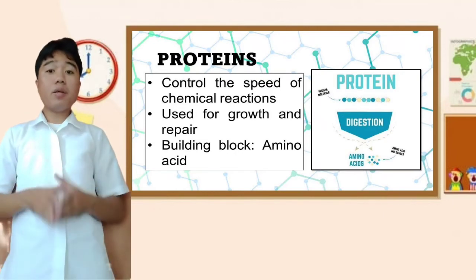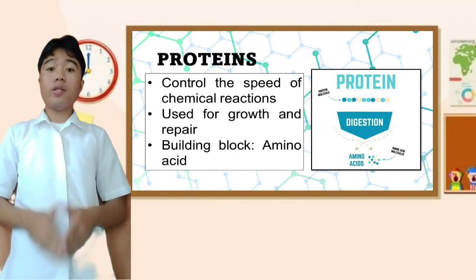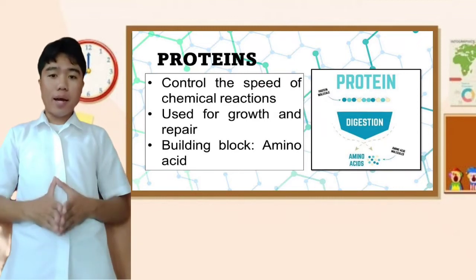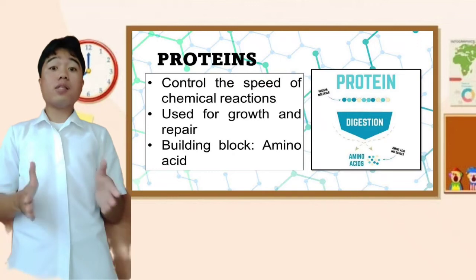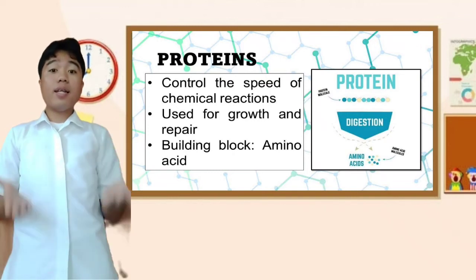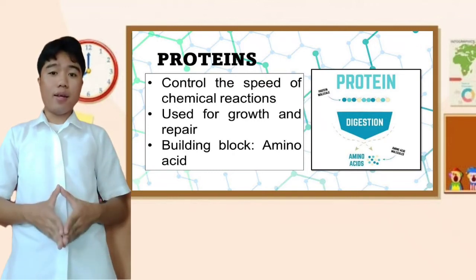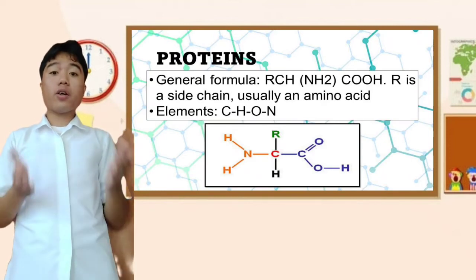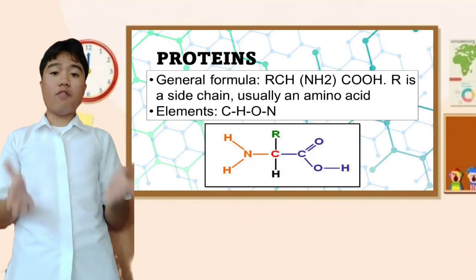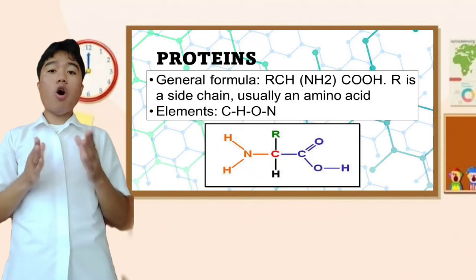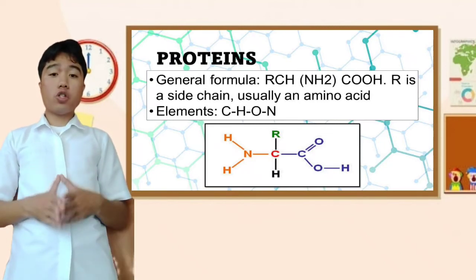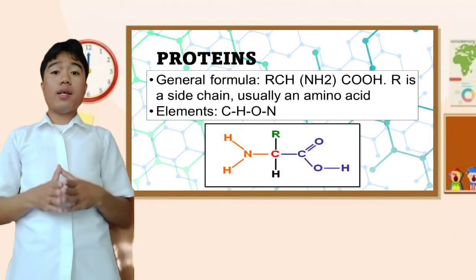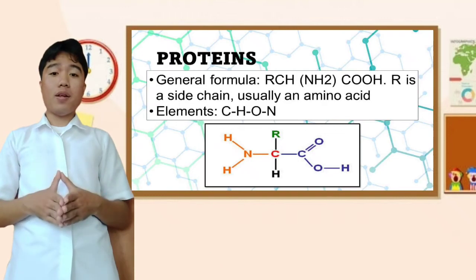So here, the building blocks of proteins is what we call the amino acid. And I know that you are familiar with the amino acid, right? Yes, because this is mostly talked about in the lesson which relates to DNA. The chemical formula for proteins is kind of complicated. So we have here RCH(NH2)COOH, where R is a side chain, which is usually an amino acid.